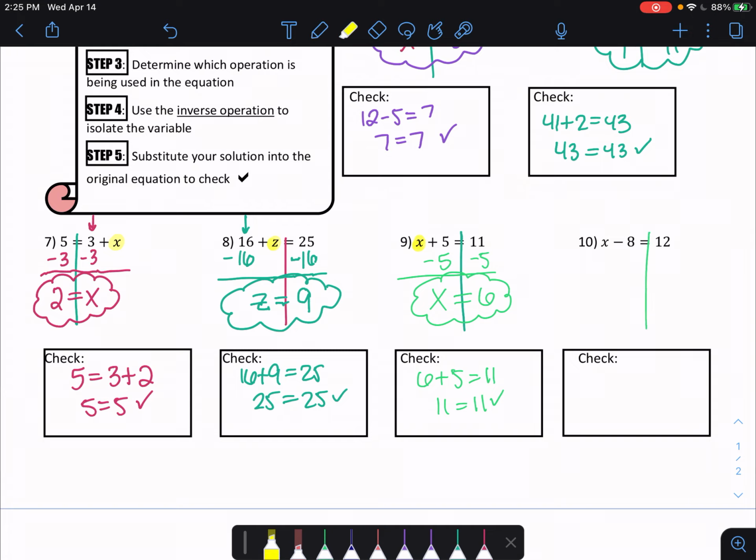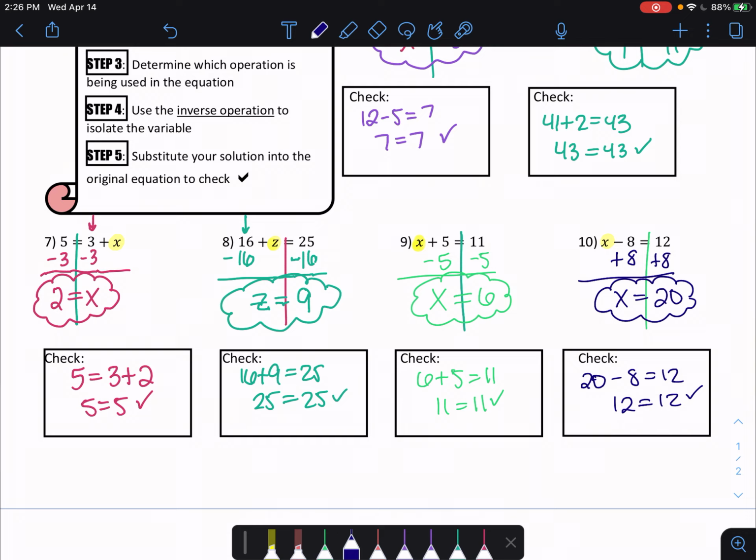In number 10, x minus 8 is equal to 12. So there's my variable. I am undoing a minus 8 with a plus 8. So x equals 20. So when I do 20 minus 8, do I get 12? Absolutely, I do. So 12 is equal to 12, and all my answers check out.